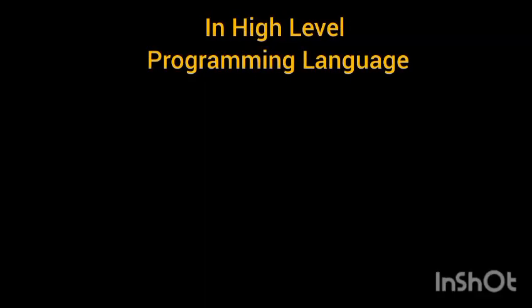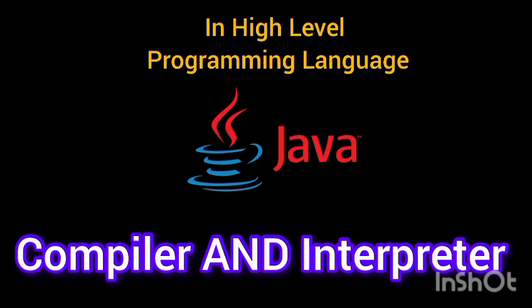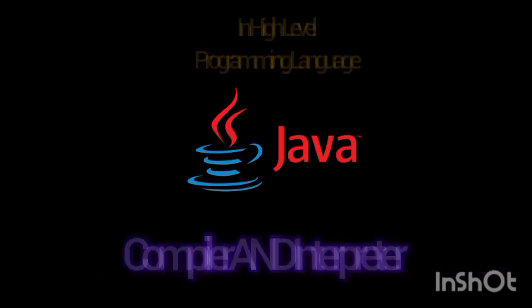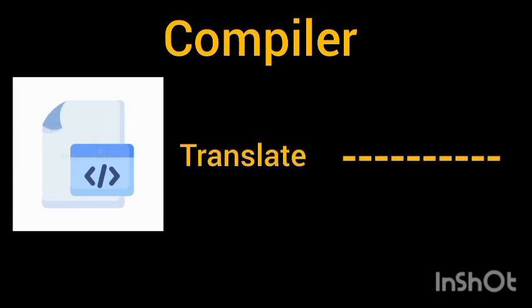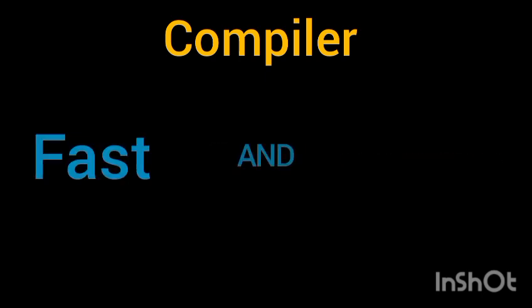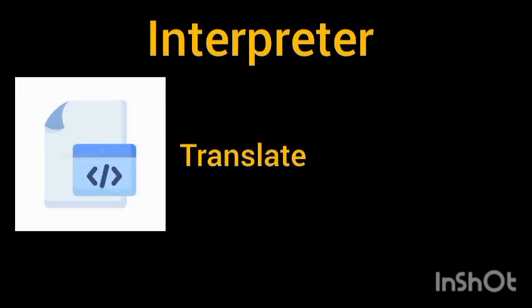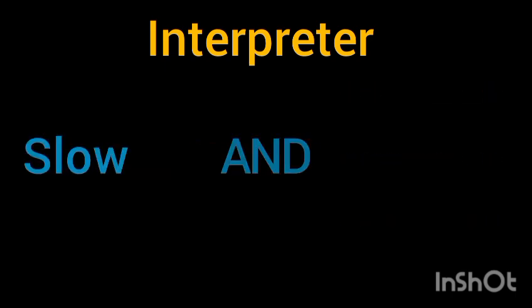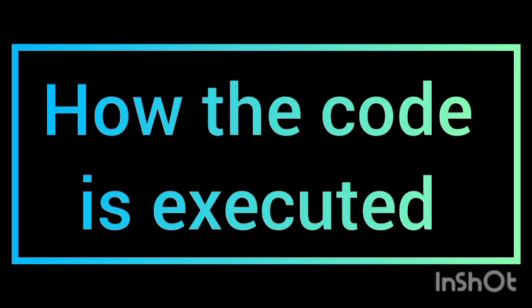High level programming languages such as Java have both a compiler and an interpreter. Compiler translates the source code in a single go, thus it is fast and large in size. And on the other hand, interpreter translates the source program line by line, thus it is slow and small in size.